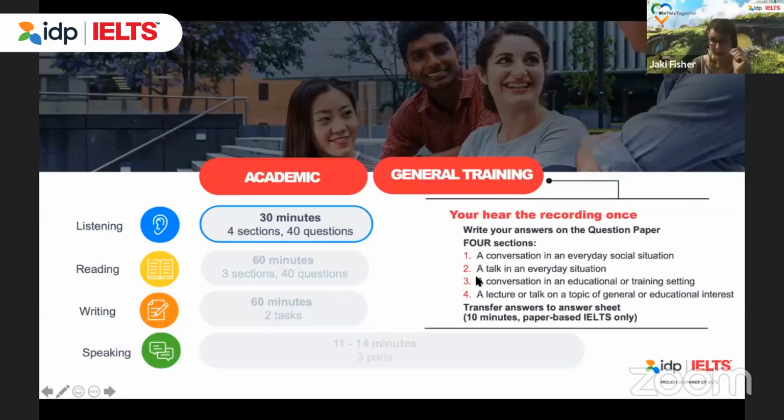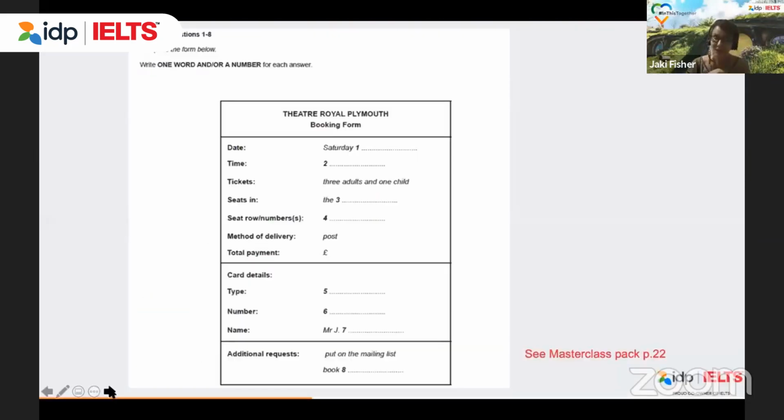Sections 1 and 2 are kind of okay. Sections 3 and 4 are quite a lot harder. So we want to get most of our points in sections 1 and 2. There are different numbers of people talking, sometimes just 1 person, sometimes 2, sometimes up to 4 people. How many times do you hear the listening test? Once. That's why we need strategy. You only hear it once.